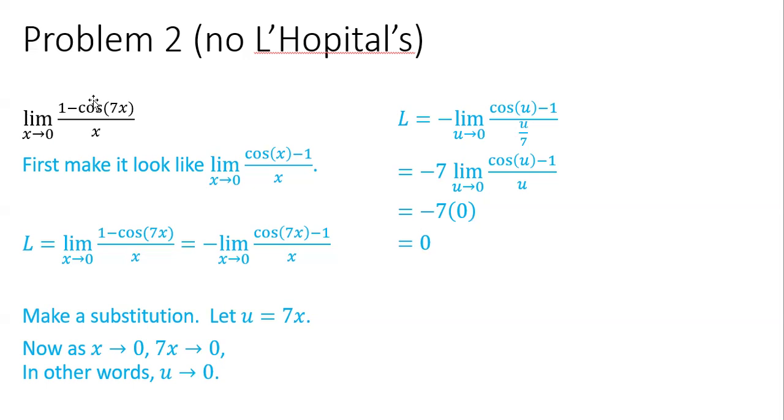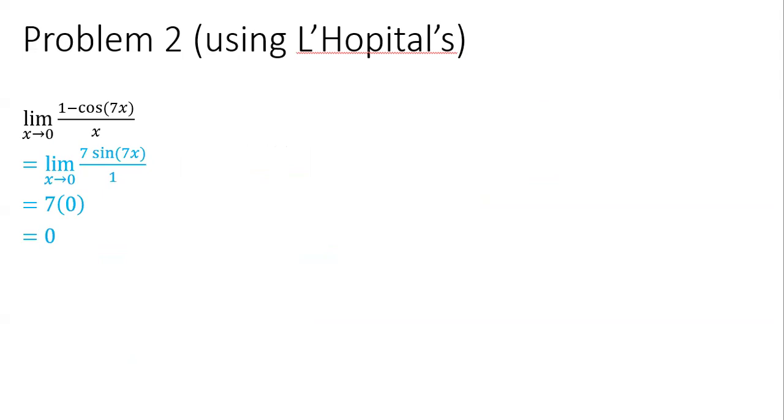The whole idea is you want to make this guy look like the one you memorized. Hopefully the substitution made sense. With L'Hopital's rule, you can see how easy this is. It's 0 over 0. So we differentiate the top, that's just 7 sine 7x. Differentiate the bottom, that's just 1. Plug in, that's 0. Easy.